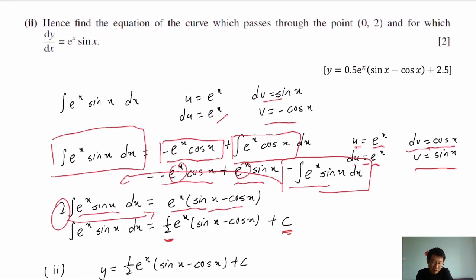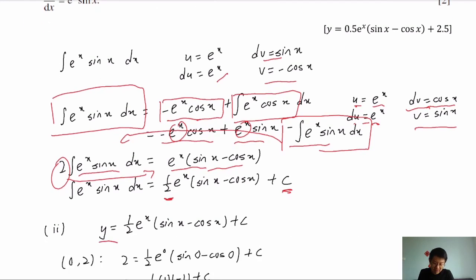Part 2. Hence, find the equation of the curve which passes through the point (0, 2), and for which dy/dx is equal to e power x sin x. For part 2, we are given dy/dx, and we are supposed to find y. If you want to find y, it means we need to integrate e power x sin x. So y here is just the integral of e power x sin x, which gives us this result.